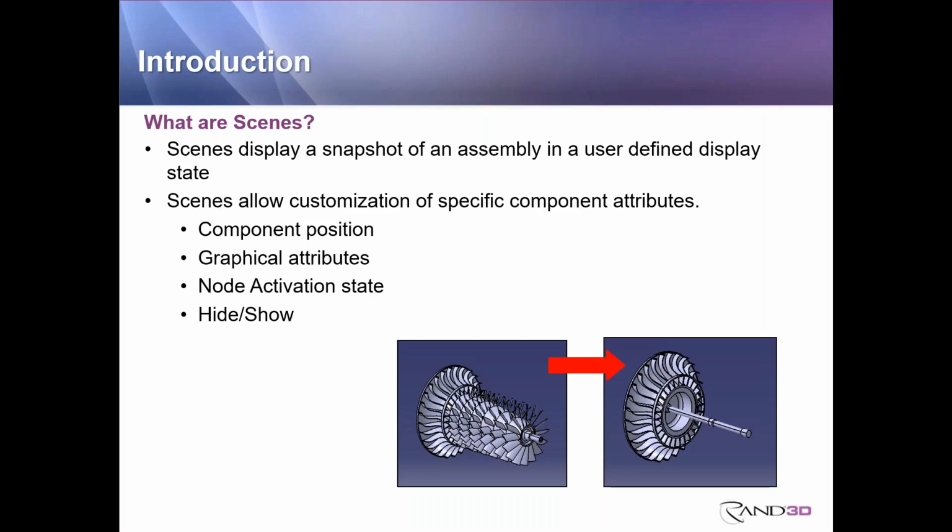You can make those colors change. Node activation, so whether the parts are activated or deactivated, which speeds up our process of working with those components, and hiding and showing, so just making a part visible or not visible. So those are the only real things that a scene is controlling, those 4 settings. It may not control all of them at one time, but it has the ability to control those 4 settings.